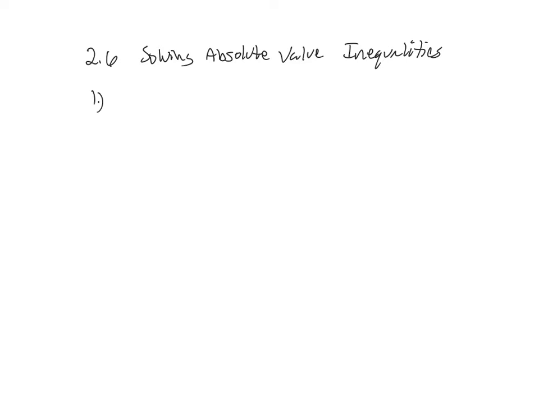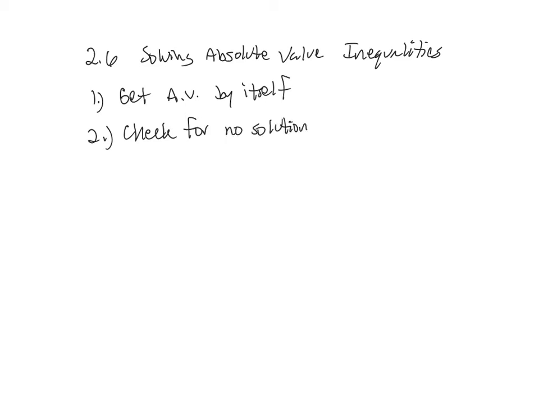So let me remind you of the steps. We're going to get the absolute value by itself. We're going to check for no solution. Here's a difference though, or all real numbers. So we'll talk about that in a minute. And then you're going to write two inequalities.